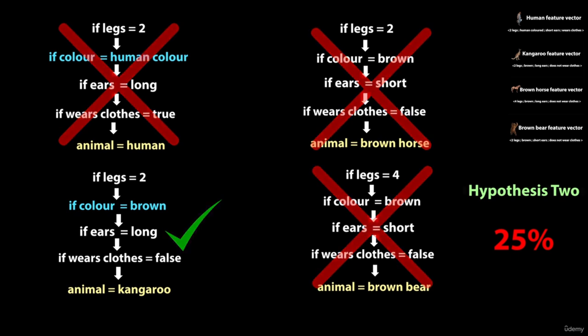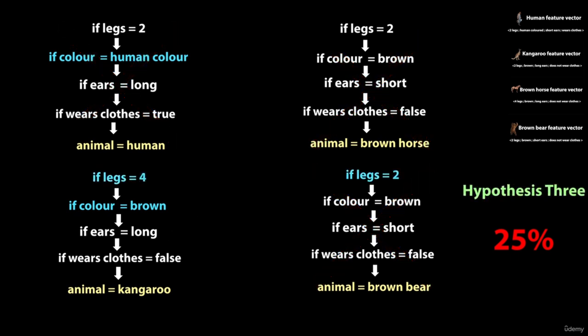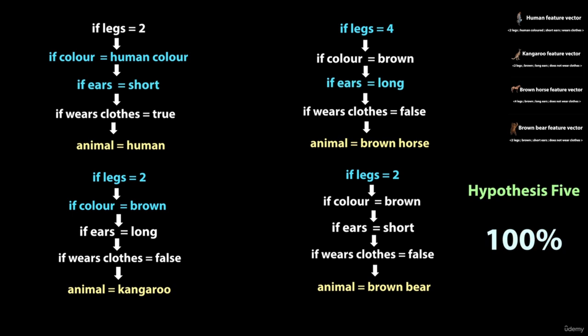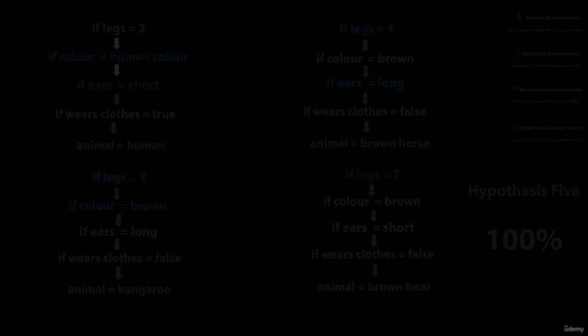From this point, the machine creates even more hypotheses by randomly swapping conditions over a number of iterations. Finally, it gets to a point at which each block of conditions to classify the animals completely matches the ground truth shown by the known feature vectors. At this point, we have a model that is 100% accurate. This model was created automatically with barely any human effort or supervision.